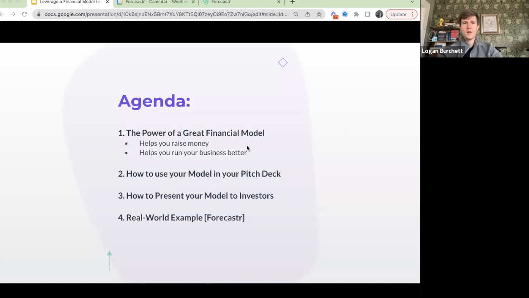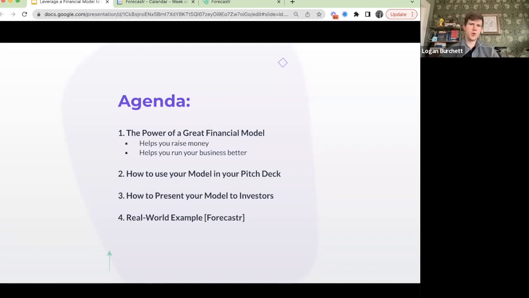Okay, so today we're going to be talking about, just to get a quick agenda up, the power of a great financial model. Essentially, what it can do, the value that it can bring. We're going to go directly into the fundraising process. Once you've got your model built, how do you use it in a pitch deck? What are some tricks to doing that? How do you present your model to investors?